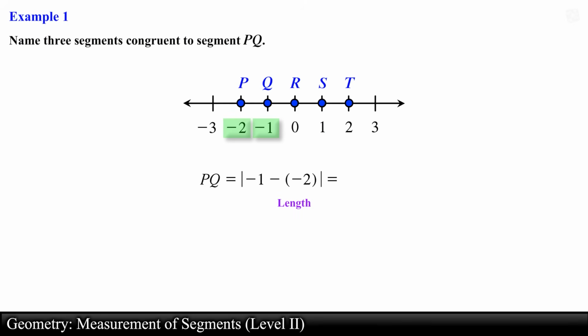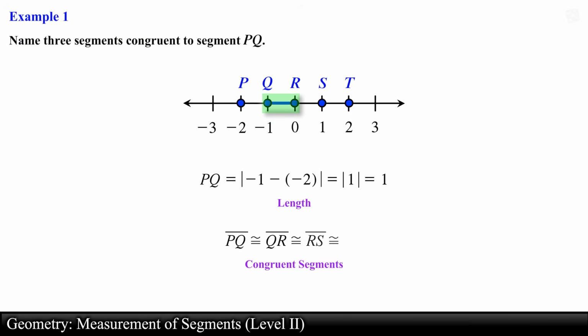Taking the absolute difference of both coordinates and simplifying, we obtain 1 for the length of segment PQ. Now that we know the length of segment PQ, let's go ahead and find 3 other line segments that have the same length. One line segment that has a length equal to 1 would be line segment QR. Another one would be line segment RS, and the last one would be line segment ST. So these three line segments would be congruent to segment PQ. Alright, let's try the next example.